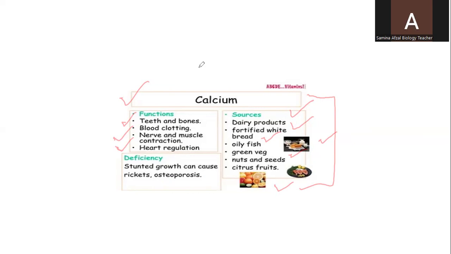If there is a deficiency of calcium in our diet, then there is stunted growth of bones. The diseases are called rickets and osteoporosis. So calcium should be present in the diet, and we can take it orally in the form of tablets as well.